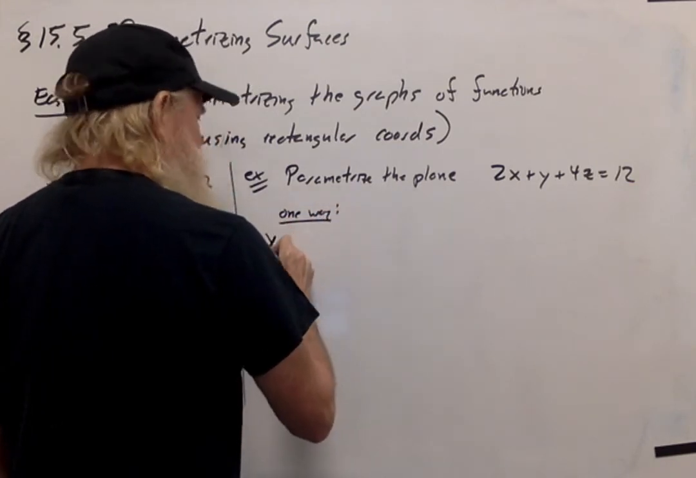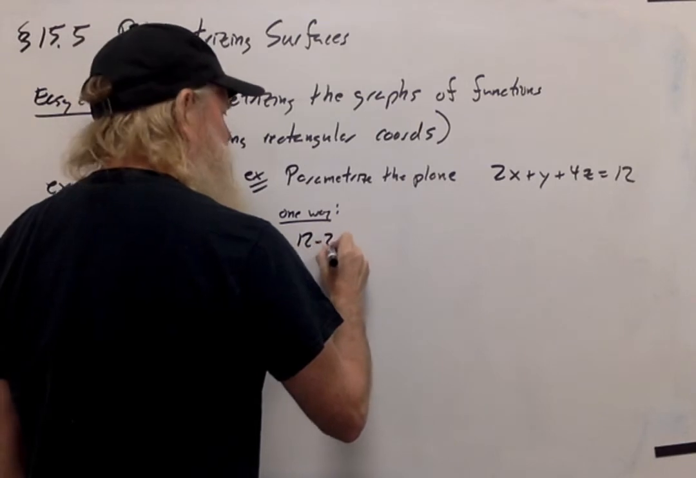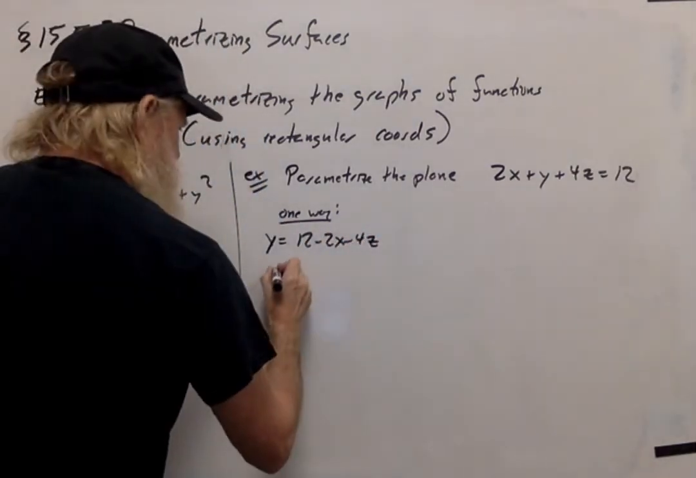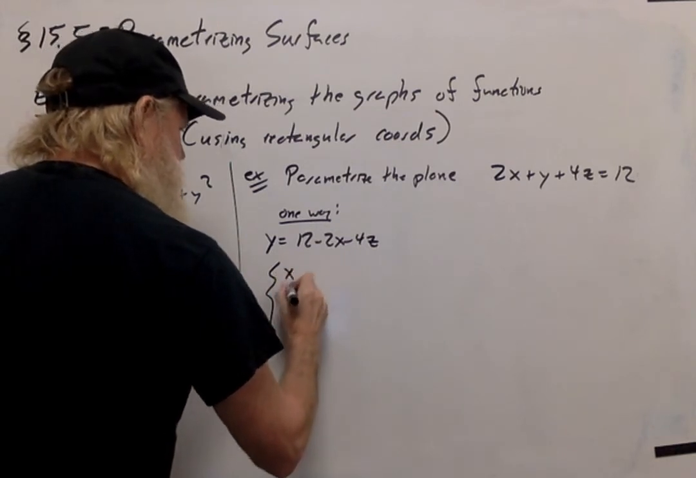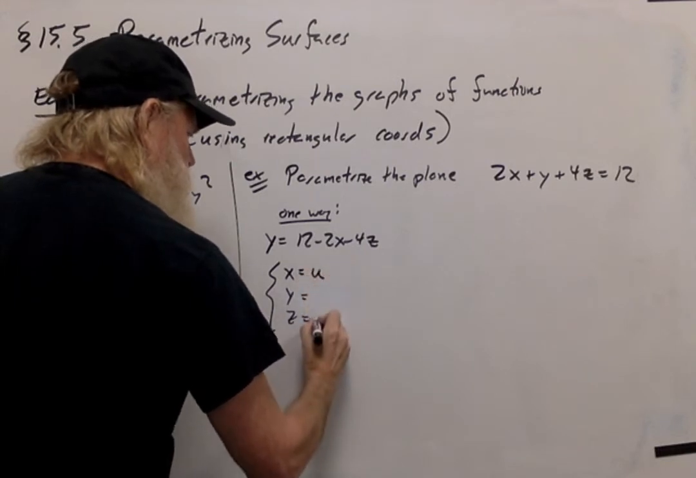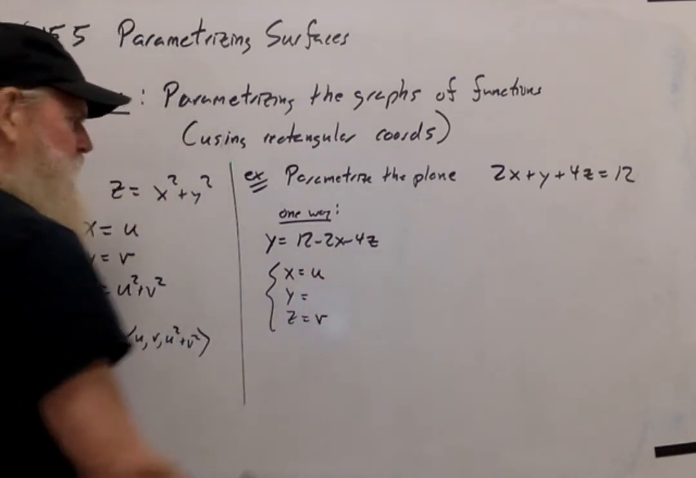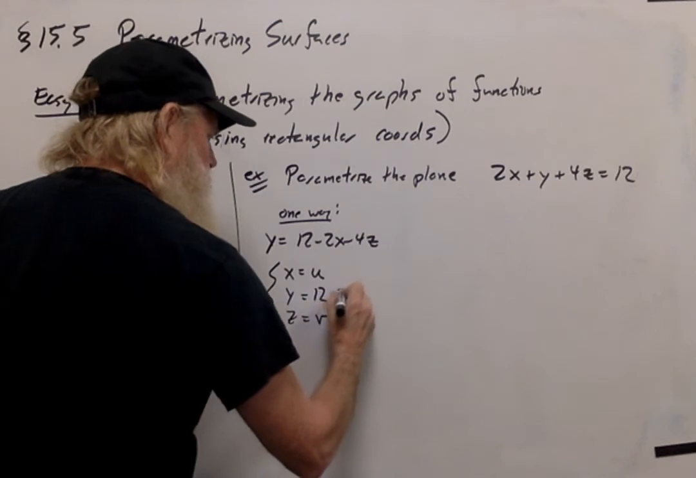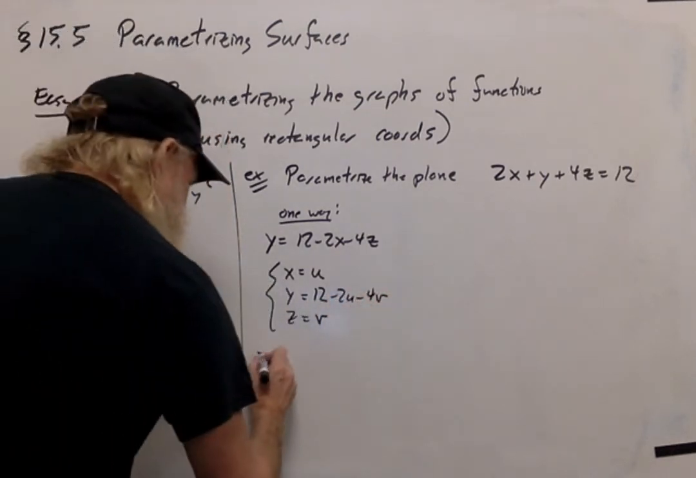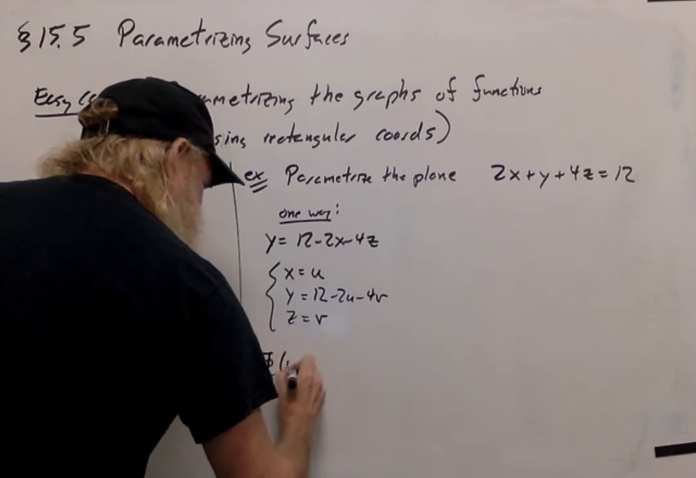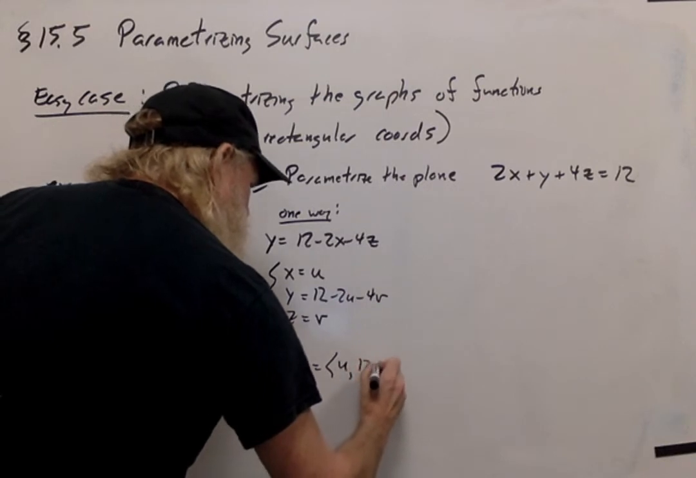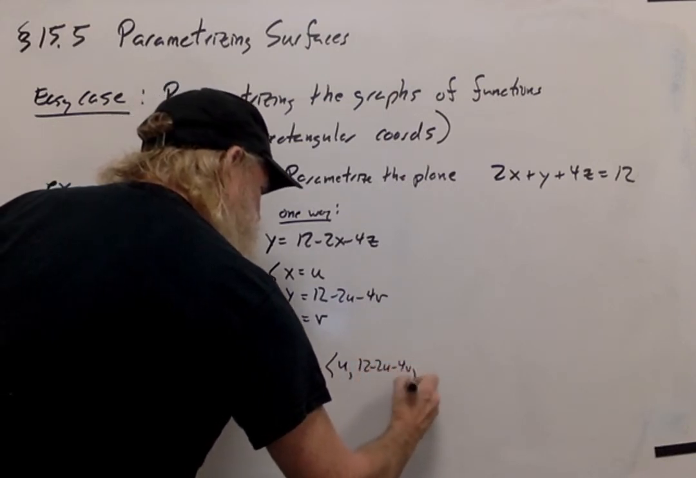I could write y equals 12 minus 2x minus 4z. And then for my parameterization, I could let x equal u and z equal v, and then y will be 12 minus 2u minus 4v. So that gives me the parameterization phi of u and v equals u, 12 minus 2u minus 4v, comma, v.